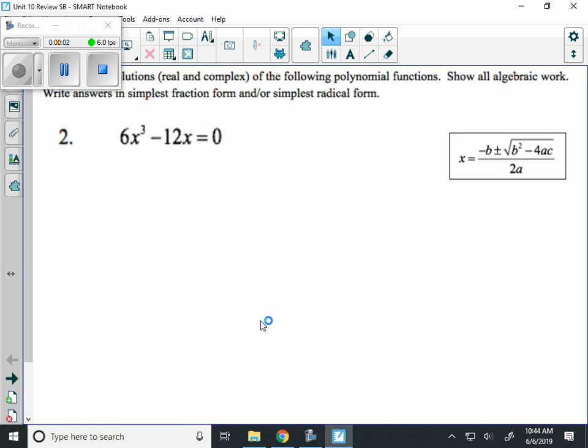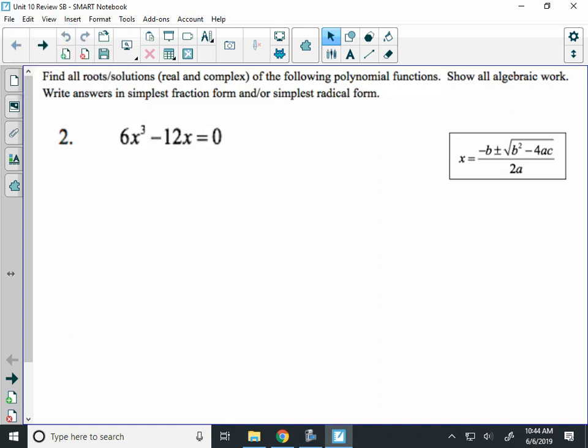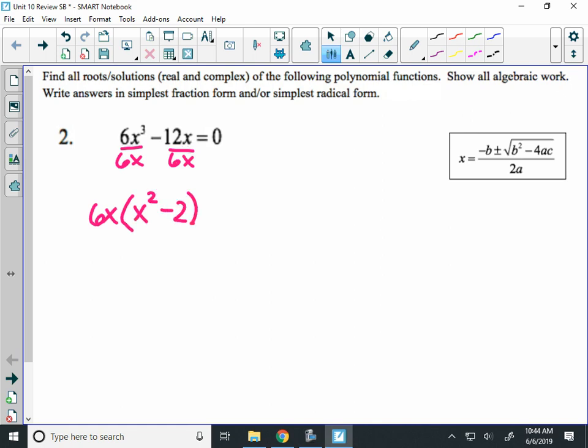Unit 10 test review. Let's solve by factoring. 6x cubed minus 12x. It's a cubic polynomial, so I'm going to have three answers. To factor this, I'm going to pull out a GCF to start. There's a 6x in both of these terms. When I factor out a 6x, I'm left with x squared minus 2.